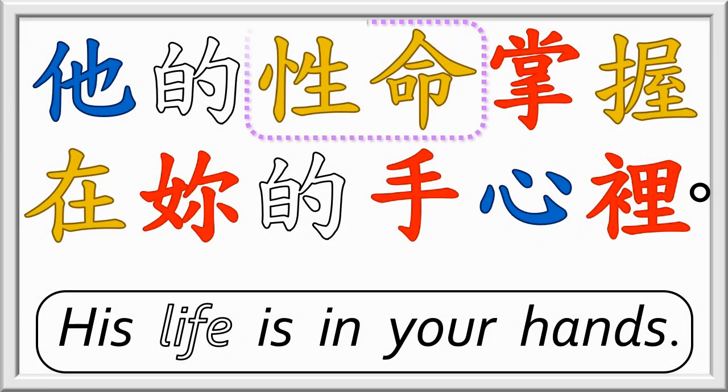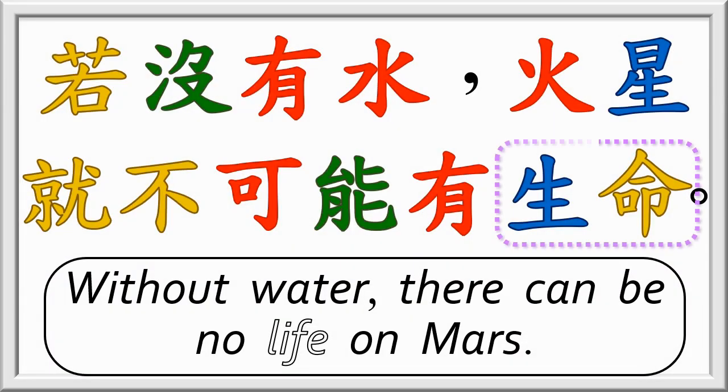他的性命掌握在你的手心里. His life is in your hands. 生命 would also work here because both his biological and emotional existence would be in your hands. 若没有水，火星就不可能有生命.